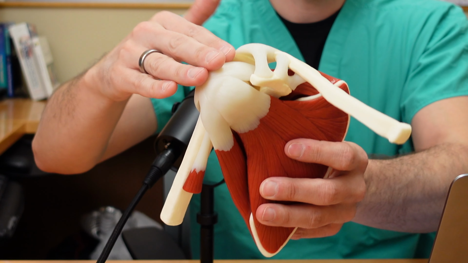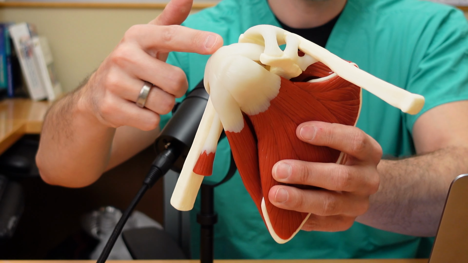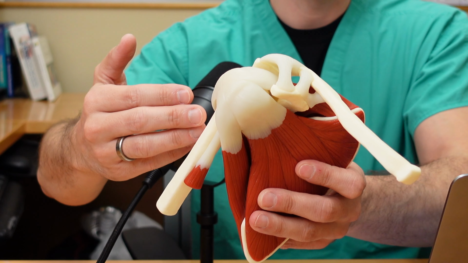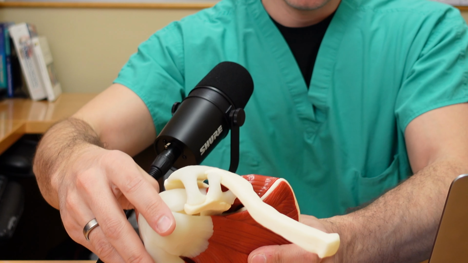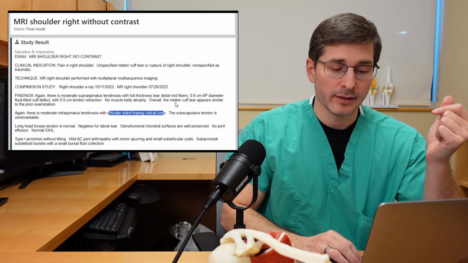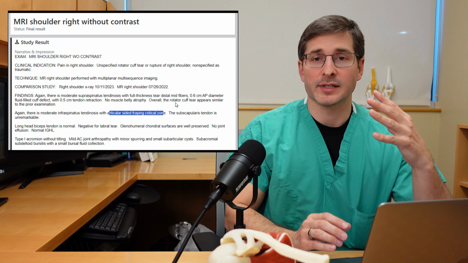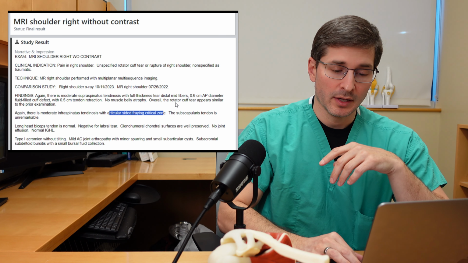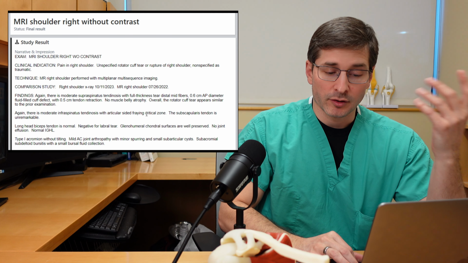And so the outer side here is called the bursal side, and the side along the inside of the joint is called the articular side. And so when they say that there's articular-sided fraying, they're referring to tearing of the tendon that's within the joint part of the tendon. And then they mention what they call the critical zone.